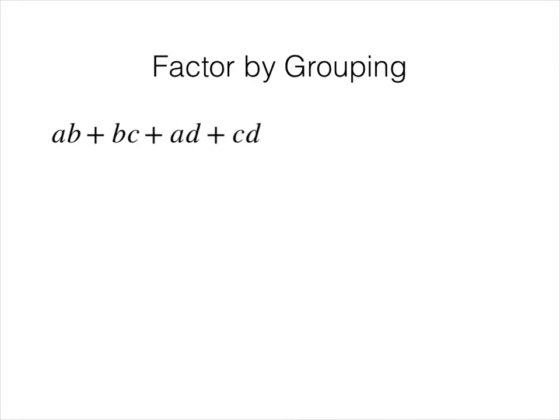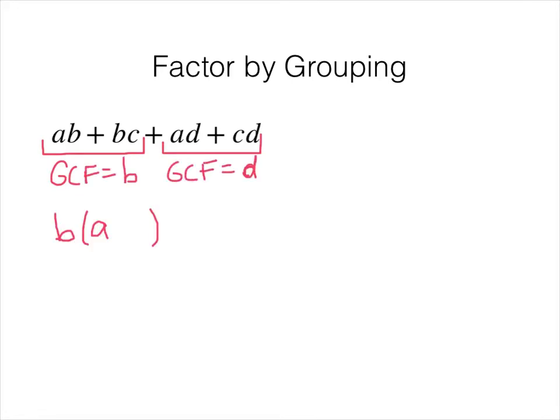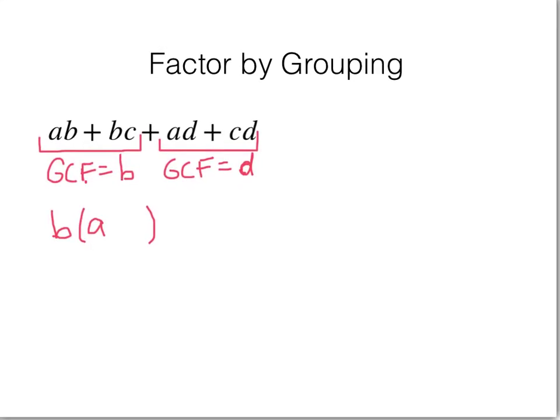Factor by grouping works for 4-term polynomials, and it also works for those trinomials we were just looking at, but just in a different way. So let's start with this one. To factor by grouping, first you're going to group the pairs. First pair, second pair. And you're going to find the GCF of each of those. And BC divided by B is just C.